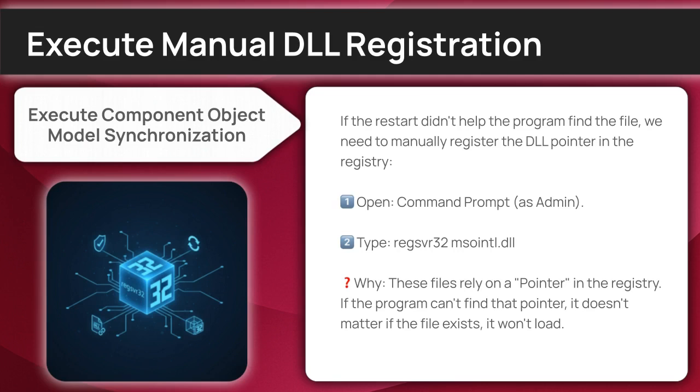Second, type regsvr32, followed by your file name causing the error, then hit enter. Why are we doing this? Well, these files rely on a pointer in the registry. If the program can't find that pointer, it doesn't matter if the file exists, it won't load.